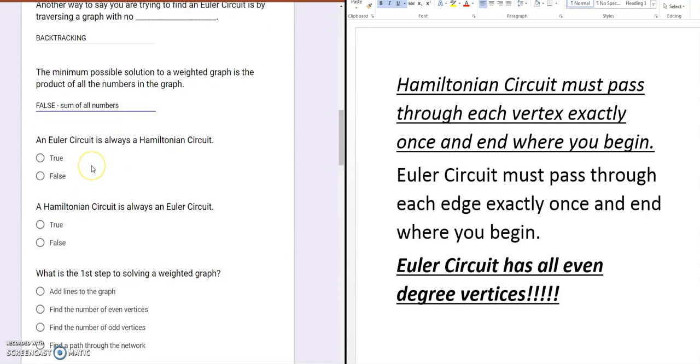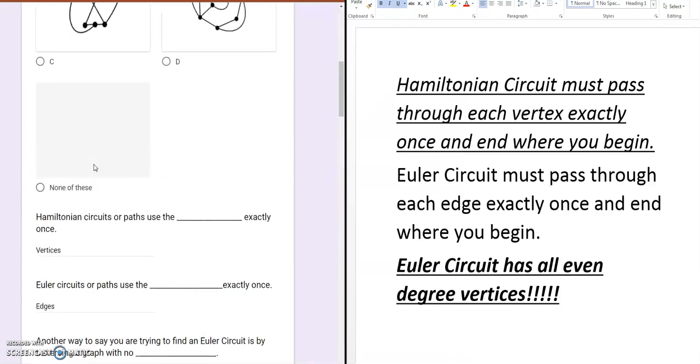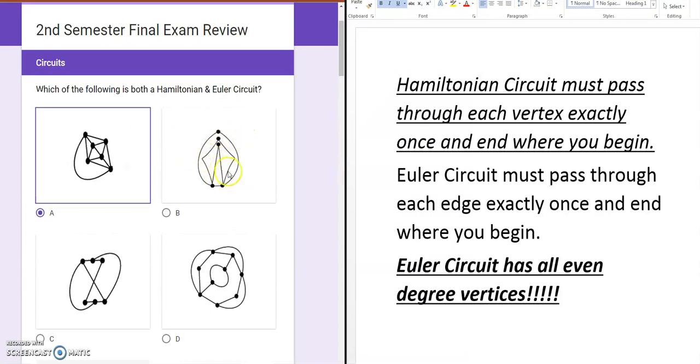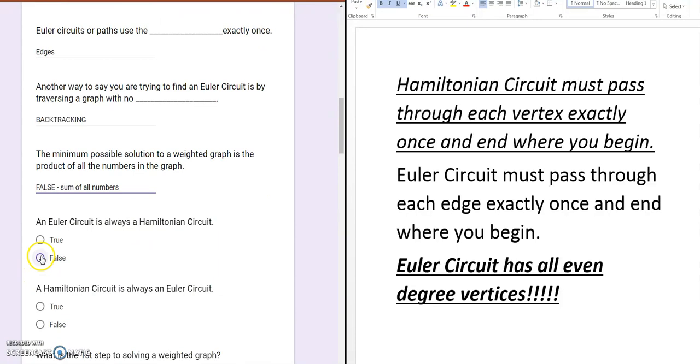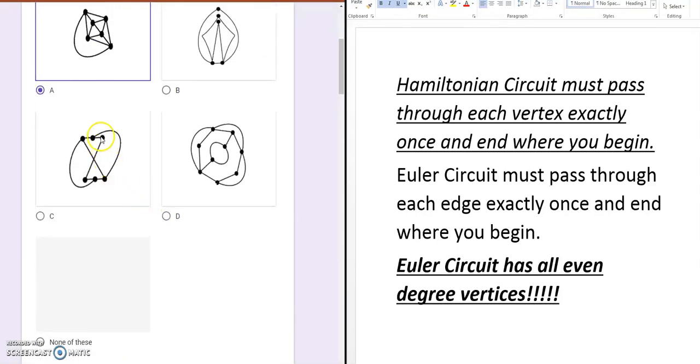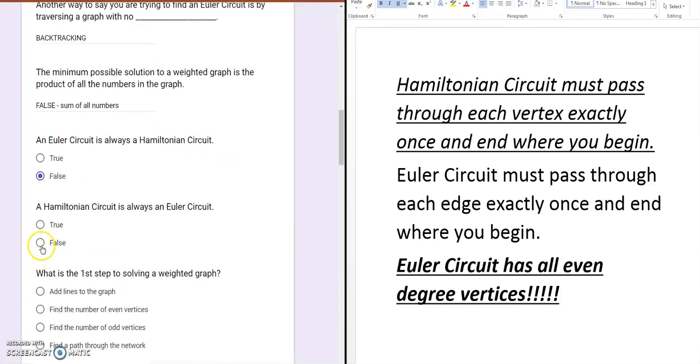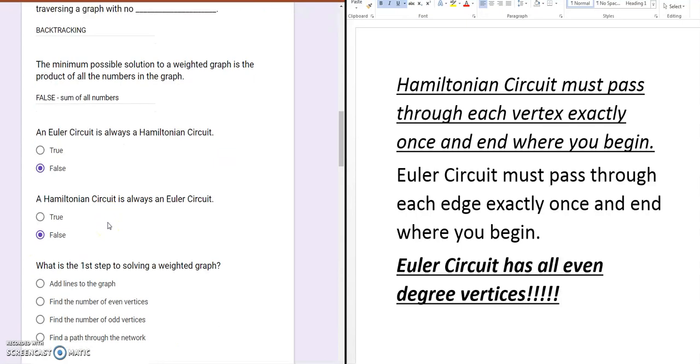An Euler circuit is always a Hamiltonian. Well, we just found out here on B, this is an Euler circuit, but it's not a Hamiltonian. So that's false. If you look at this picture right here, graph C, this graph is a Hamiltonian. I start at this vertex here, go across, down, and then back to this vertex here. This is a Hamiltonian, but it is not an Euler, so this is a false statement as well.